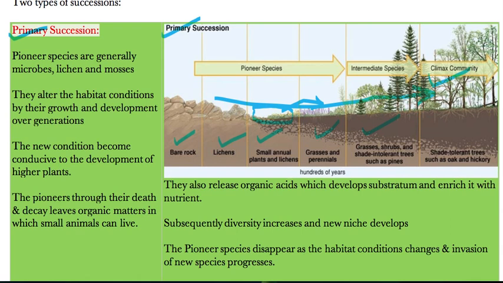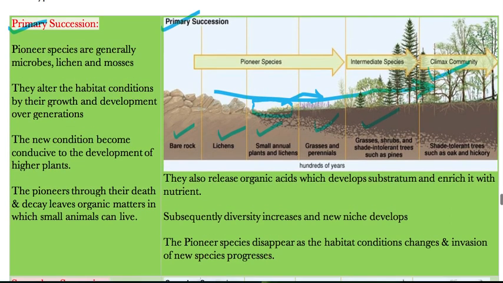So basically this is happening. Now come and read this, whatever has been written. So pioneering species are generally microbes, lichens and mosses. They alter the habitat conditions by their growth and development over generations. And what is that alteration which they do? They create the substratum which is necessary for development of any plant.